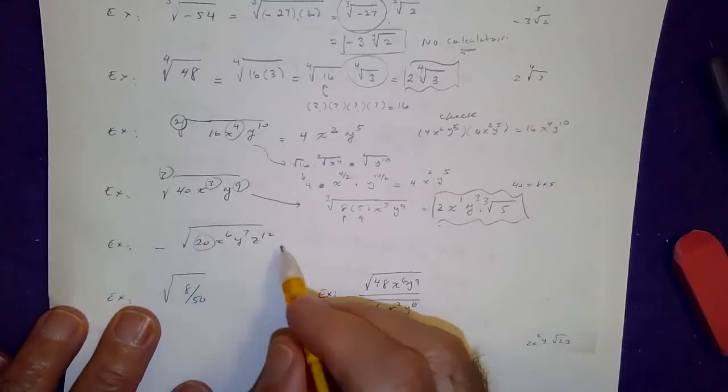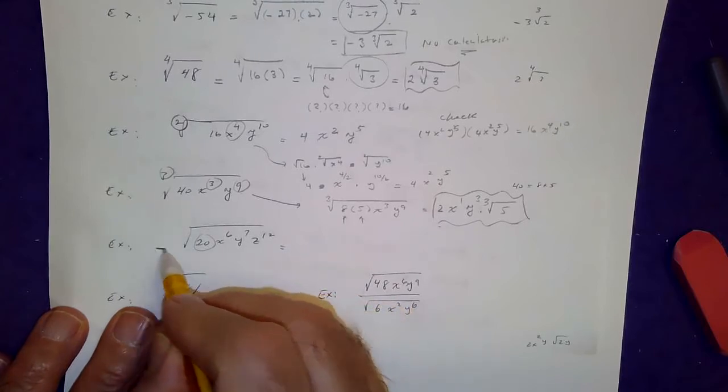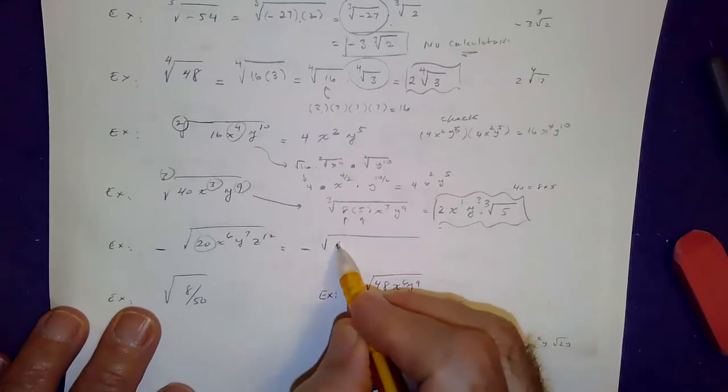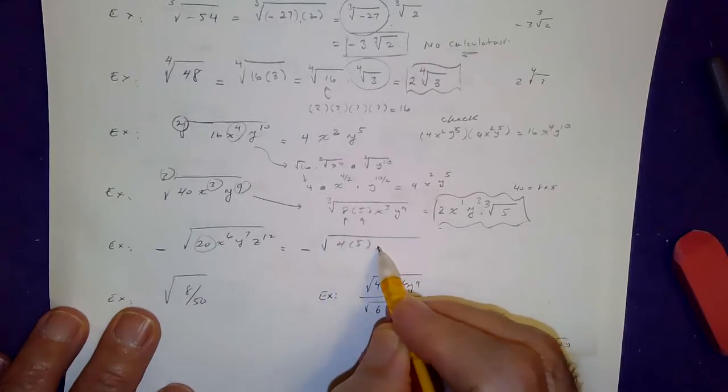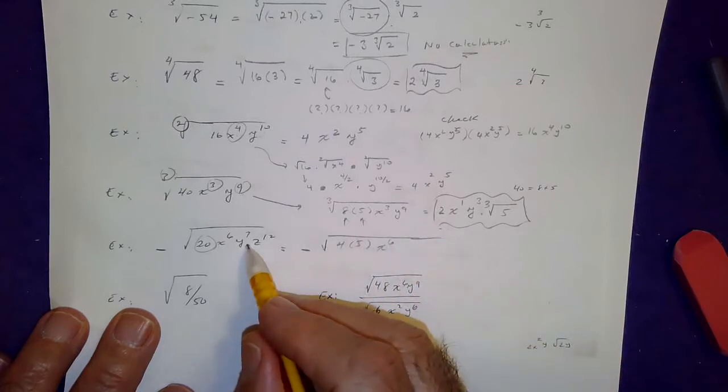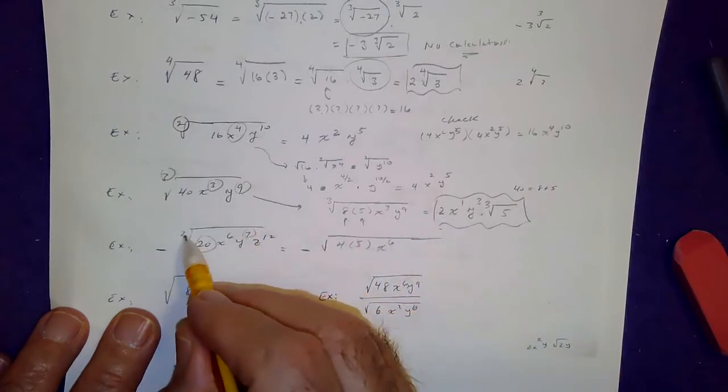What about this guy? I don't know what the square root of 20 is, so this minus sign goes for the ride. But I know 20 is 4 times 5. I'm going to hold on to x to the 6. But what do I do with y to the 7? 7 does not divide into 2.